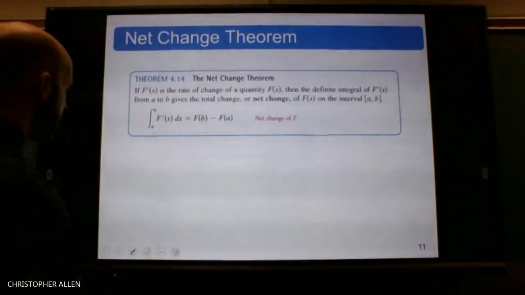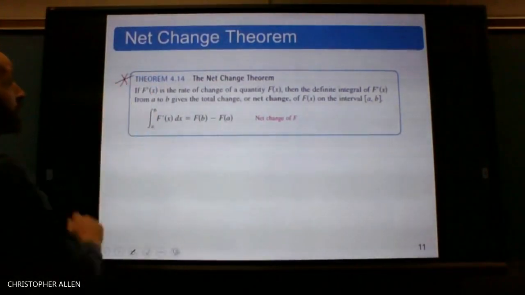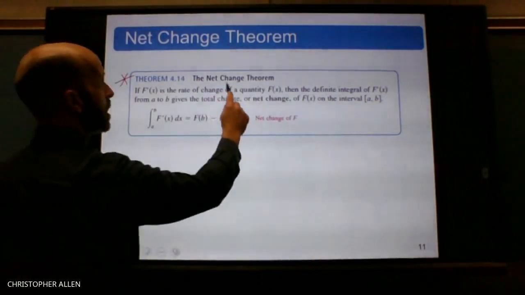So anyways, theorem 4.14, this is the net change theorem.